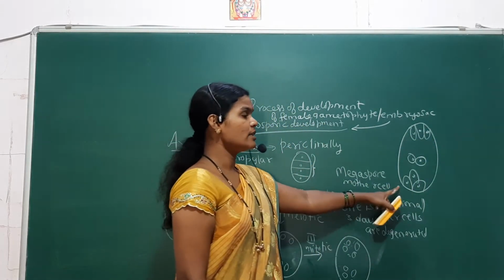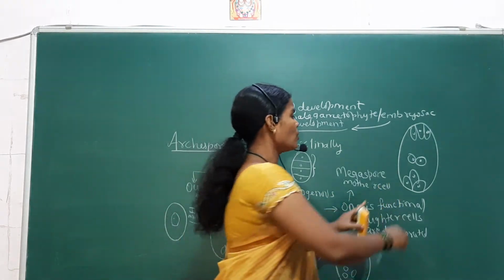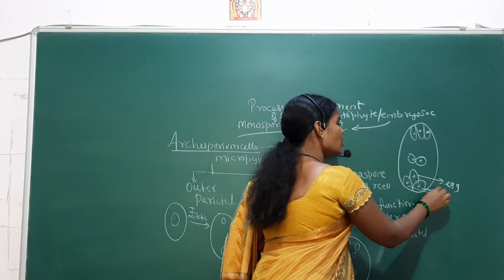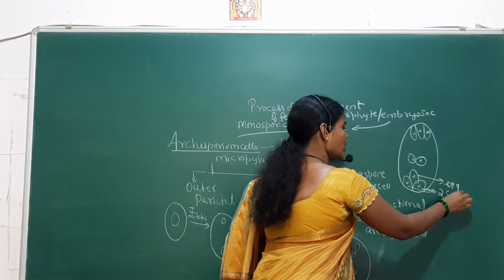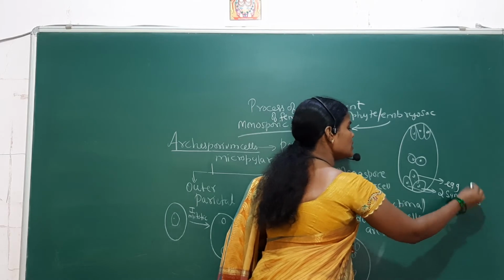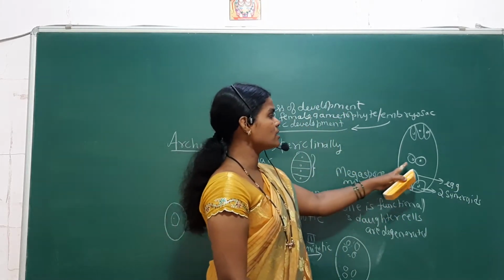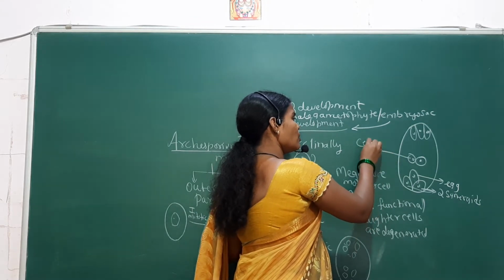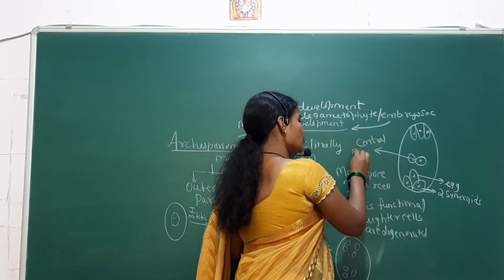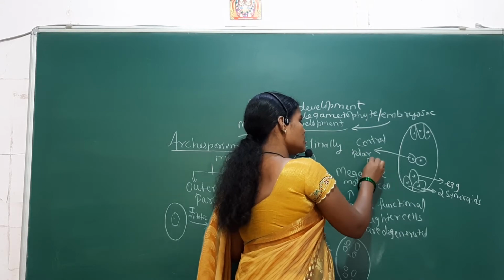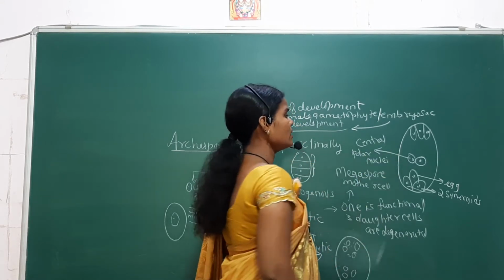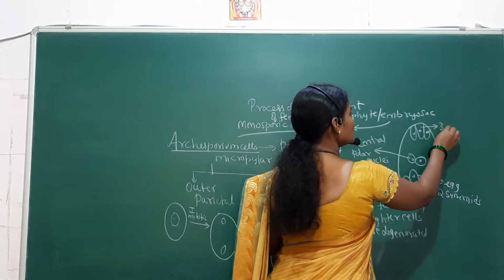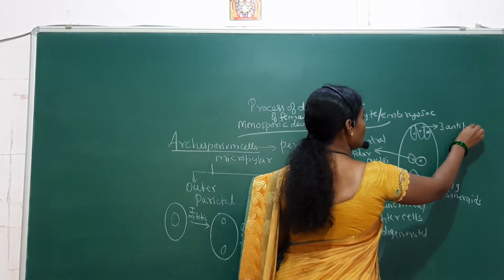The egg apparatus consists of 3 cells: one is called the egg and the other two are called synergids. Next here is the central cell, which has the 2 central polar nuclei. And these are the 3 antipodals.